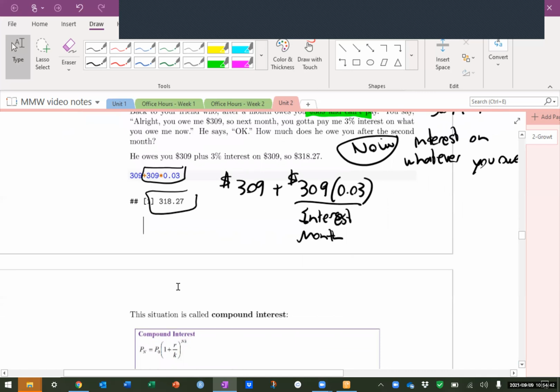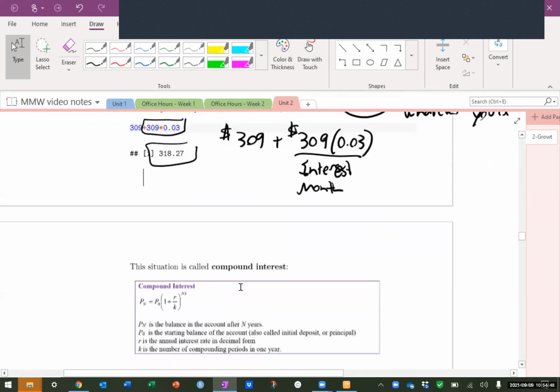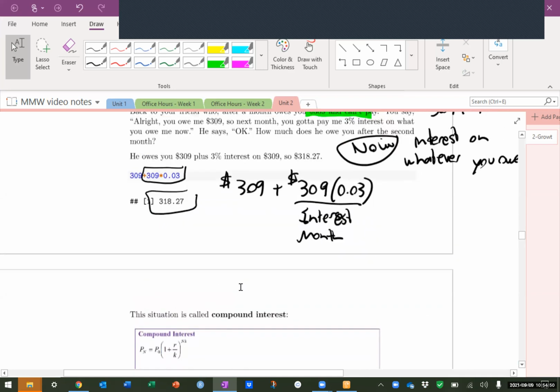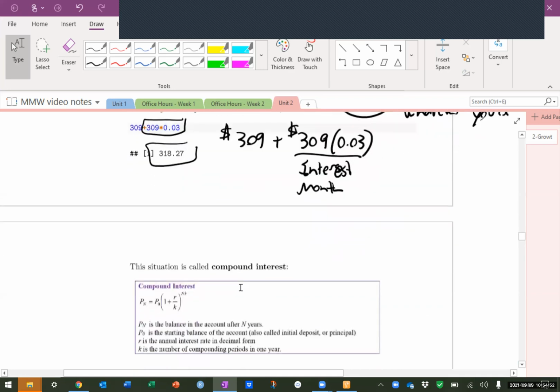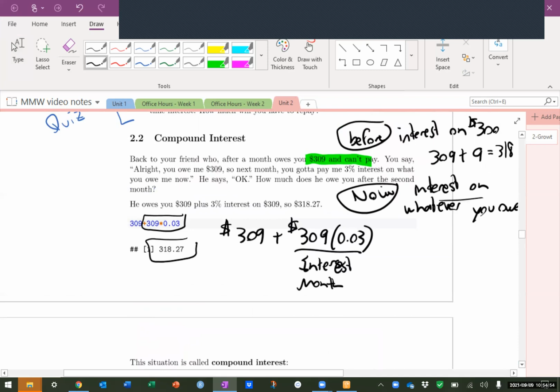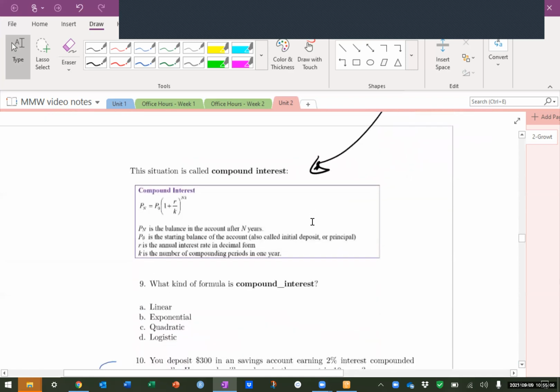How can we find out how much your friend owes you after a year of not paying back his original loan of $300? This situation where you're paying interest on whatever you owe leads to compound interest. You're paying interest not only on the $300, but you're also paying interest on the $9. So let's look at this formula.